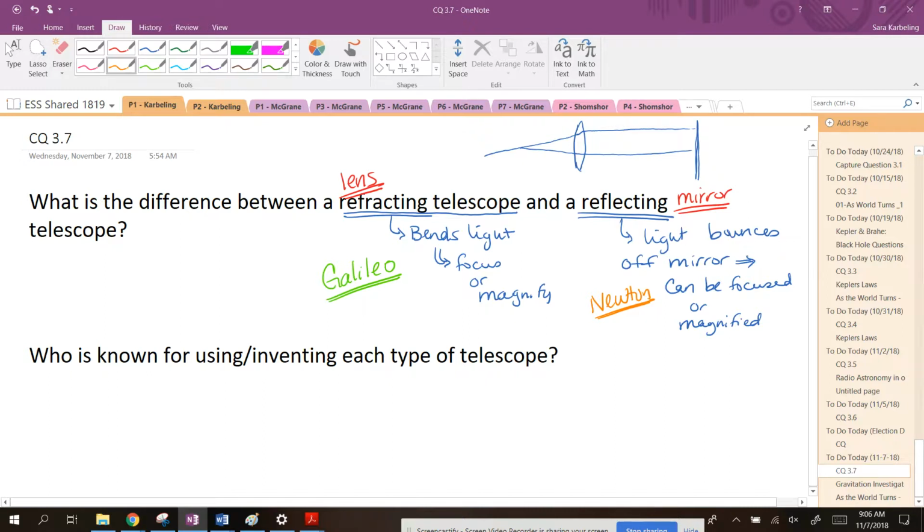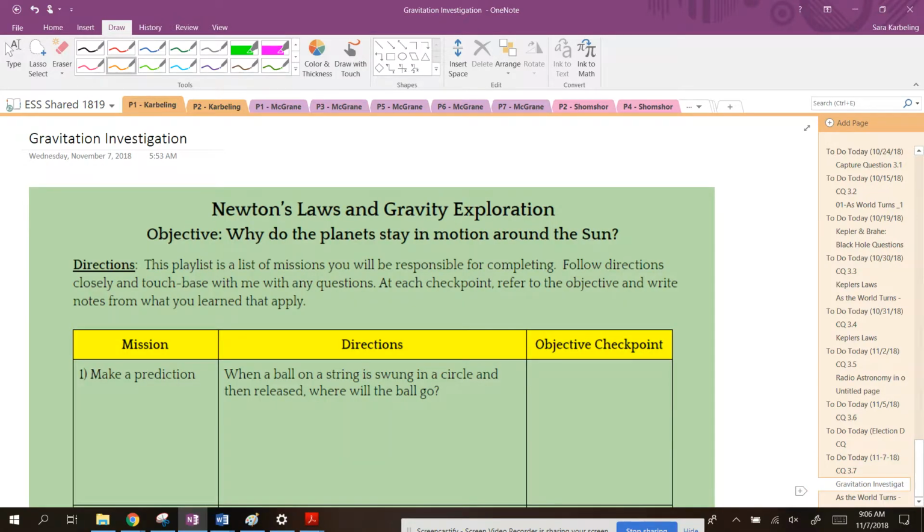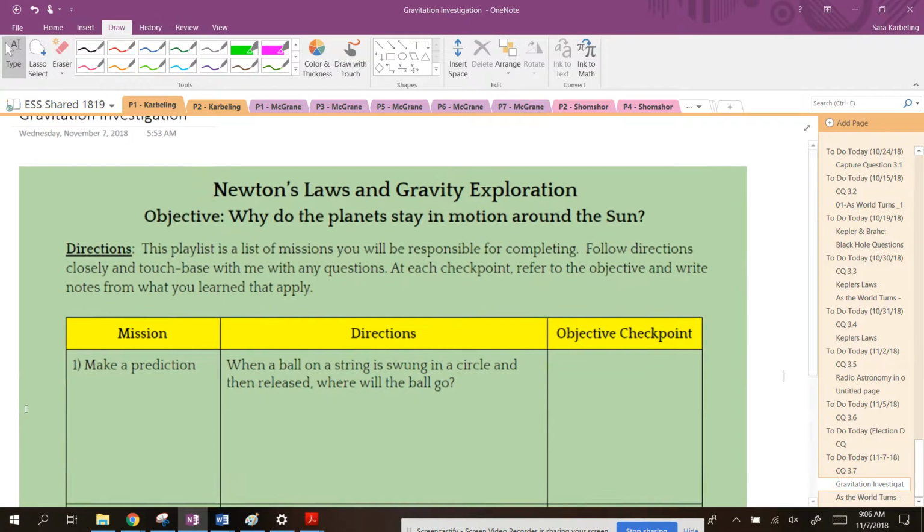Got it? This would probably be good information to know tomorrow. Just saying. All right. So done with that. Check. Next thing that I want you to do, we are going to do the first of the gravitation investigation. We're going to do it together, though.